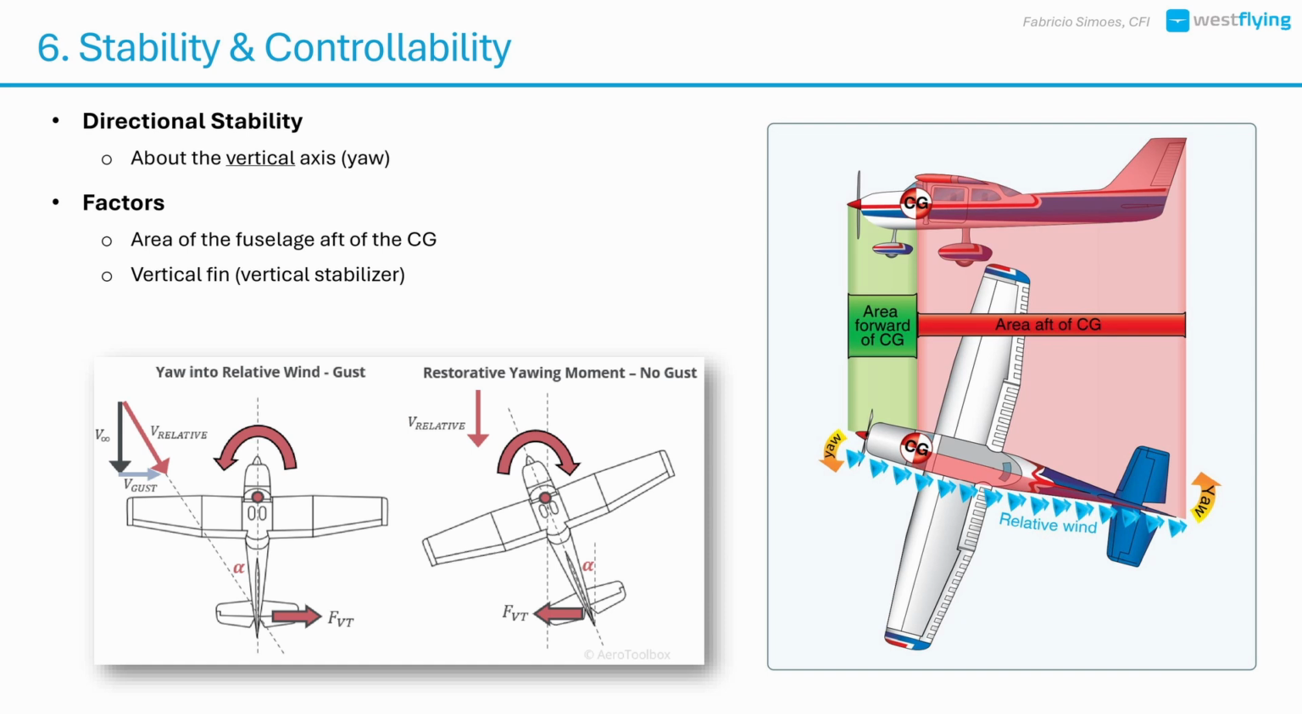While directional stability helps maintain heading, too much of it can make the airplane resistant to coordinated turns. So again, it's all about balancing the design.